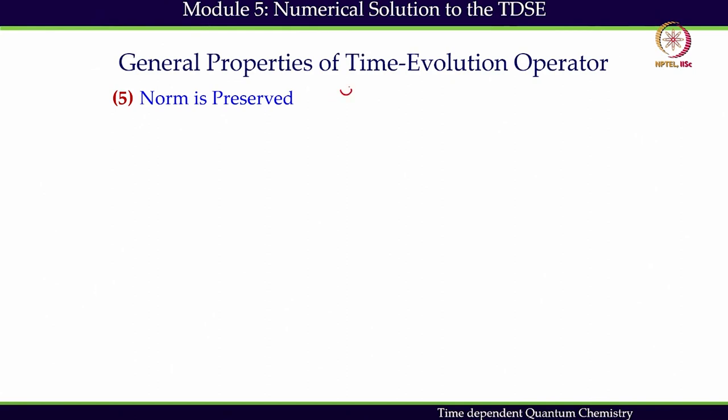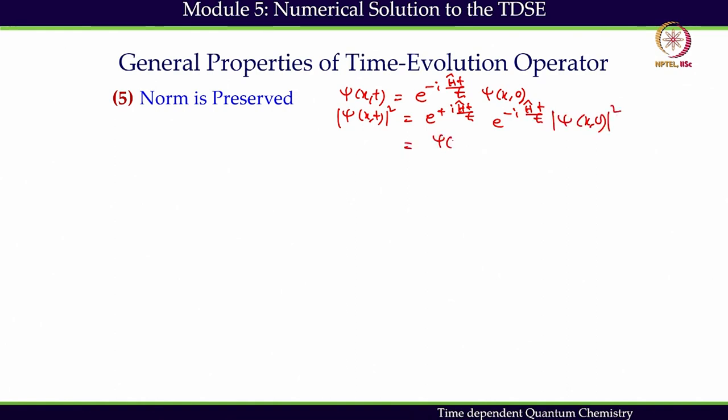So, if psi x t is represented as e to the power minus i h cap t by h cut psi x 0, then I can consider the absolute value square of its absolute value, that is going to be e to the power plus i h cap t by h cut multiplied to e to the power minus i h cap t by h cut, then psi x 0, that is nothing but psi x 0. So, what we see is that at t equals 0, its norm, and at any arbitrary time t during the time evolution, its norm is going to be equal. So, that is why we can say this is norm preserving. We can explicitly prove it as follows.